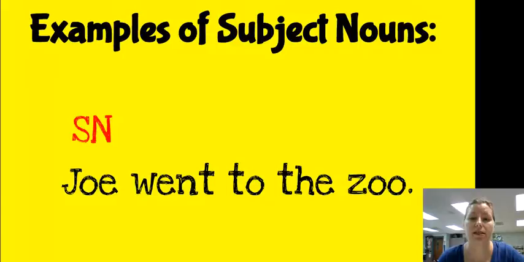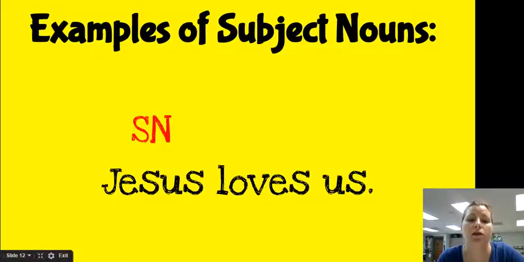Now we're going to look at some examples of subject nouns. Joe went to the zoo. Joe is what the sentence is about, or who the sentence is about, rather. So we label Joe subject noun by putting an SN above it. Jesus loves us. Who loves us? Jesus. Jesus is our subject noun.